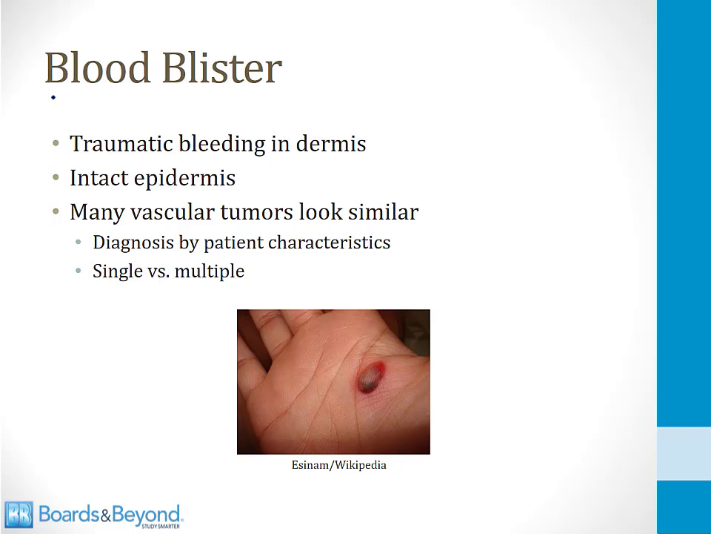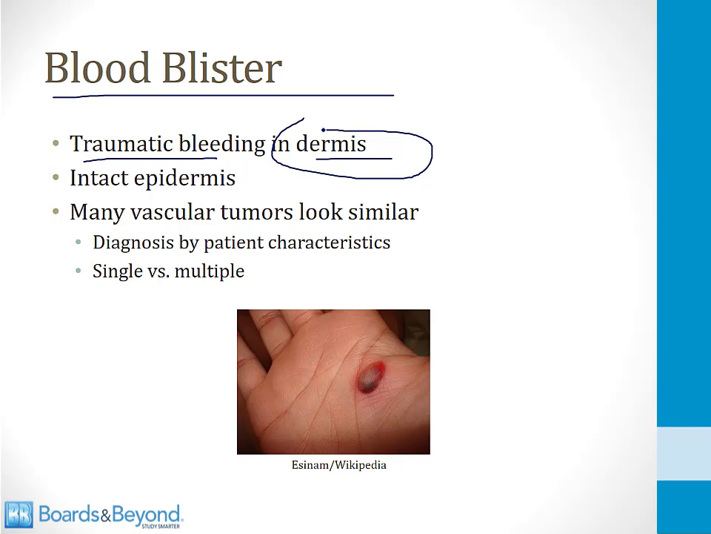Let's start by talking about a blood blister. Many of you have probably had a blood blister. It's caused by traumatic bleeding in the dermis. Remember, the blood vessels in the skin are found in the dermis, not the epidermis, so when there is bleeding, it is going to come from the dermis. And the reason a blister forms is because the epidermis remains intact.